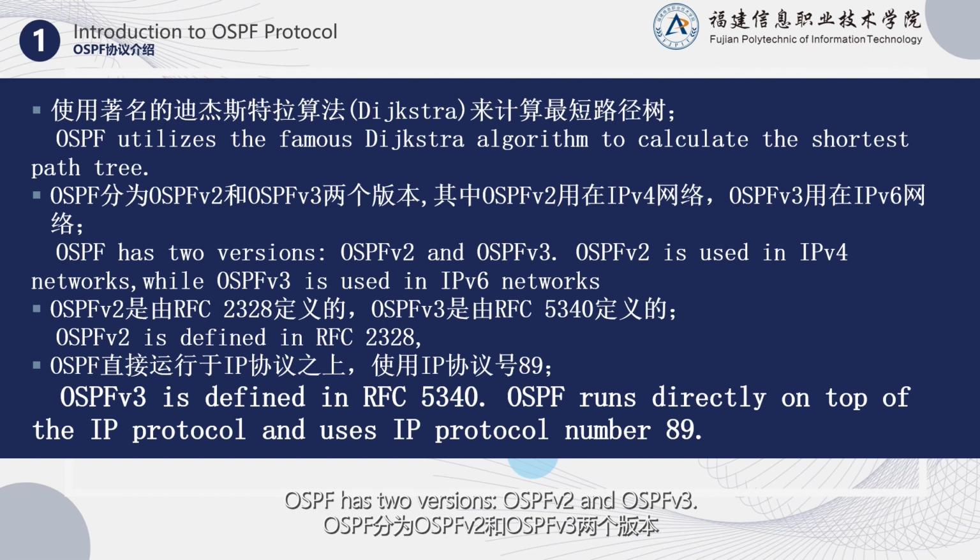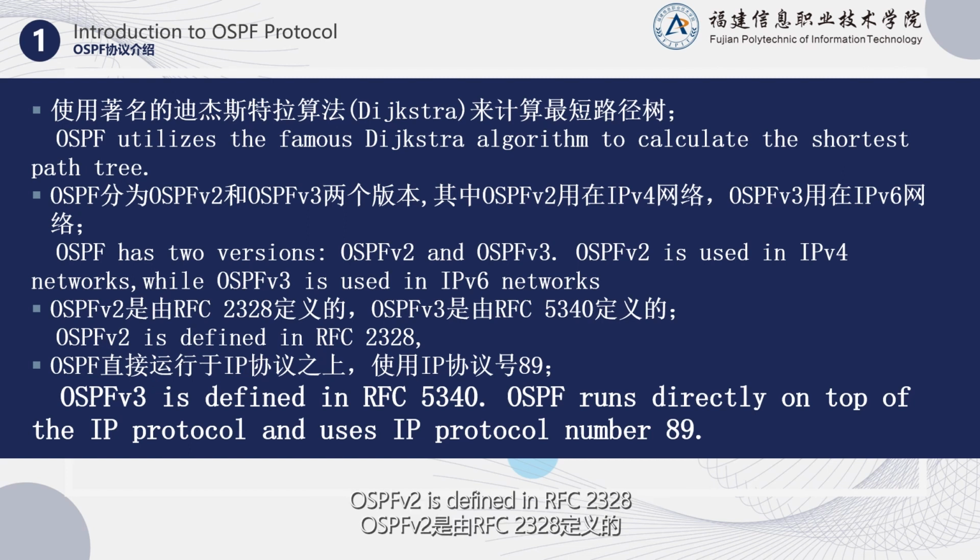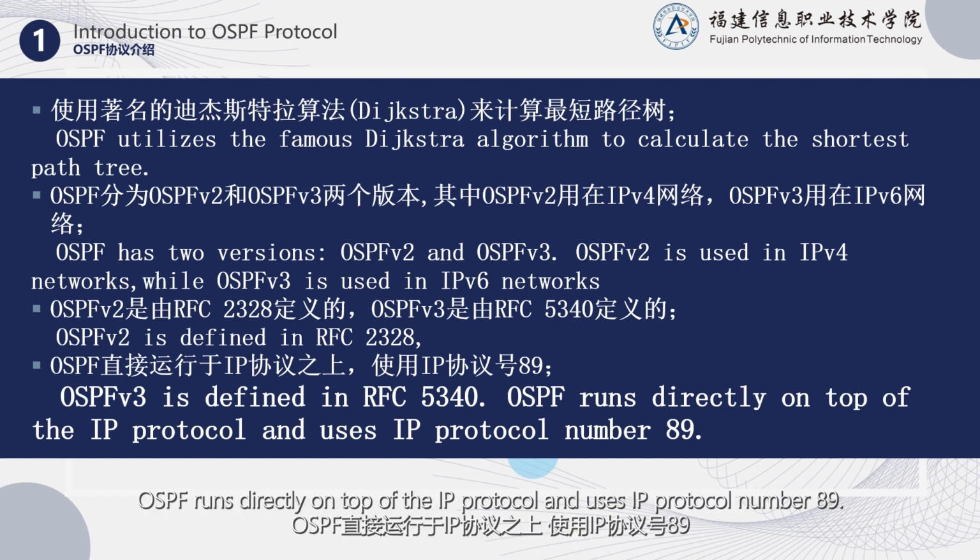OSPF has two versions, OSPF v2 and OSPF v3. OSPF v2 is used in IPv4 networks, while OSPF v3 is used in IPv6 networks. OSPF v2 is defined in RFC 2328, and OSPF v3 is defined in RFC 5340. OSPF runs directly on top of IP protocol and uses IP protocol number 89.